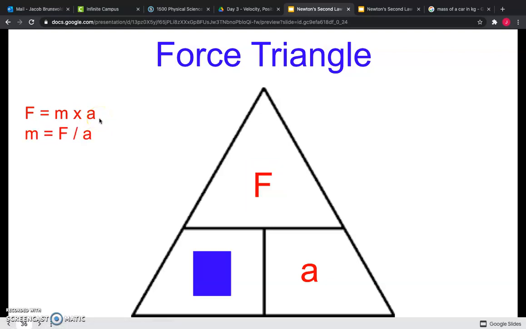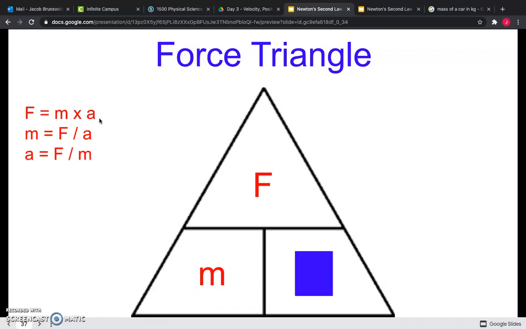If I cover up the M, I've got F on top and A on bottom. That means that M equals F divided by A. If you've got one thing over another, we're always dividing with these triangle relationships. Lastly, we're going to cover up A. We're going to be left with F over M. And so that will tell us the formula is A equals F divided by M.